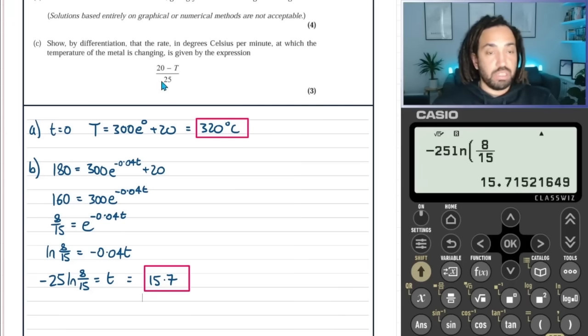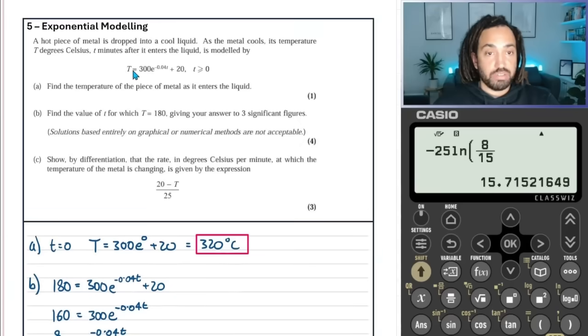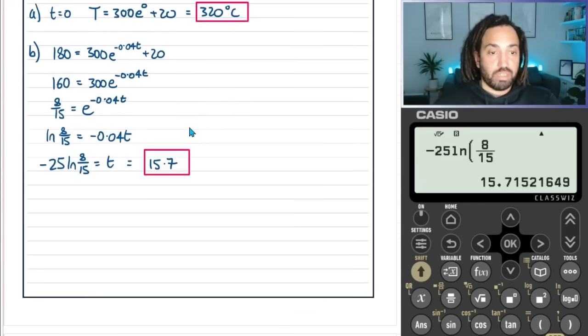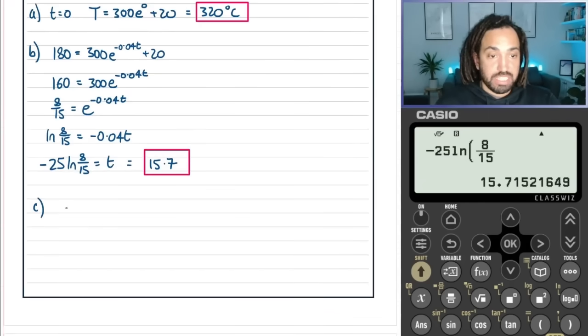Perfect. Okay, next it says show by differentiation that the rate in degrees Celsius per minute at which the temperature of the metal is changing is given by this expression. Okay, so we know what we need to do. We need to differentiate the formula. Okay, so this is the formula, so we are going to differentiate that.